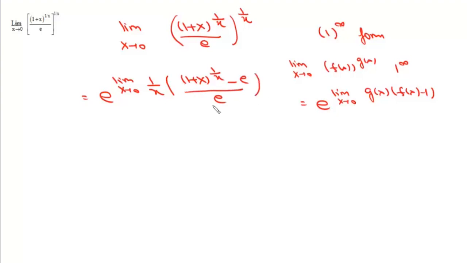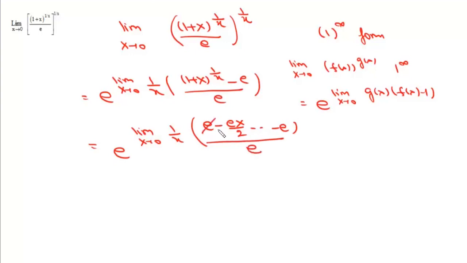minus e upon e. Now we can write this as limit x tends to 0, 1 by x. We'll use the expansion of (1 plus x) to the power 1 by x. It is e minus ex by 2 minus e upon e. Now this e and e will cancel. Ex will also cancel. And when you put x as 0, higher powers will cancel. So the value of this limit will be e to the power minus 1 by 2.